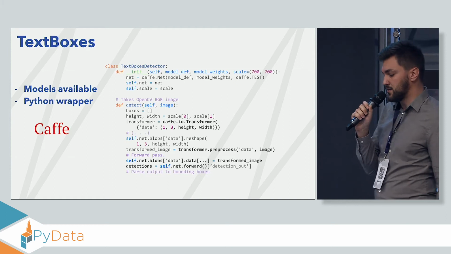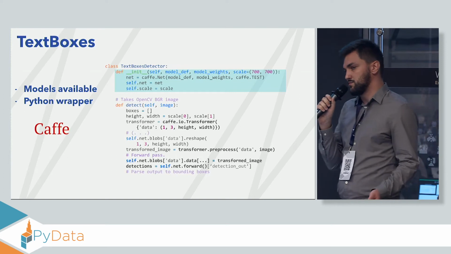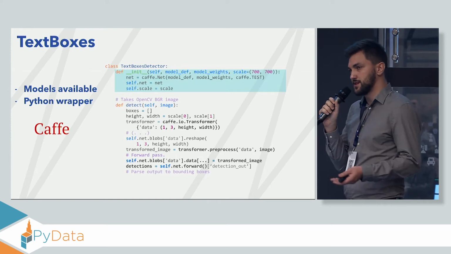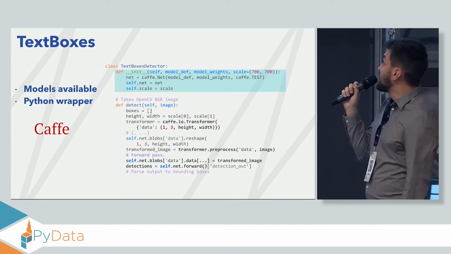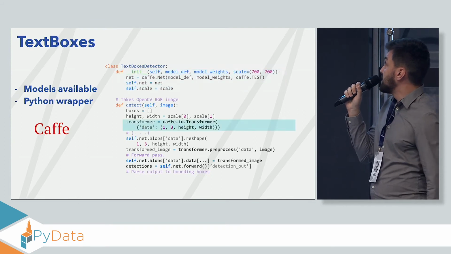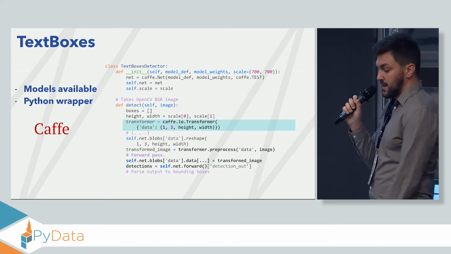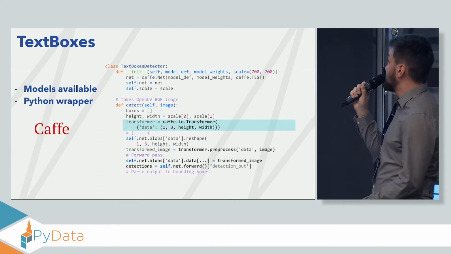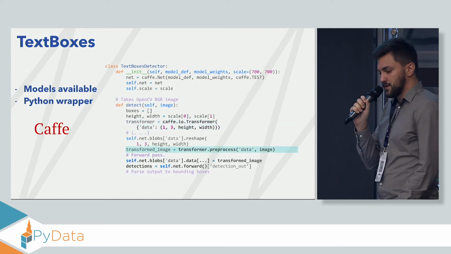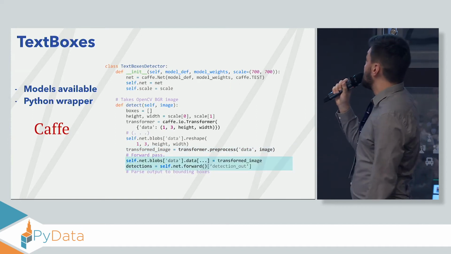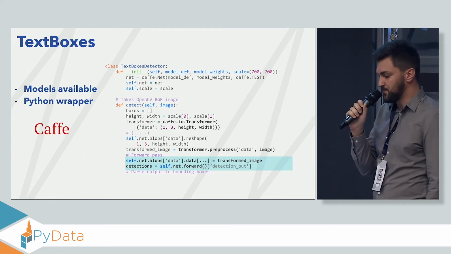This was implemented by the authors in Caffe, so we need to write a Python wrapper to use it in our projects, which is quite easy. We can initialize the network with the provided models. I usually like to wrap it in a single class that can do it all. We define a transformation that will resize to the input that this model requires, transform the image, and do a forward pass with the data.